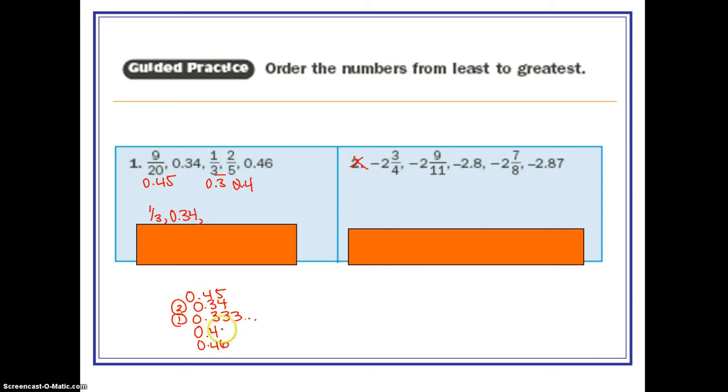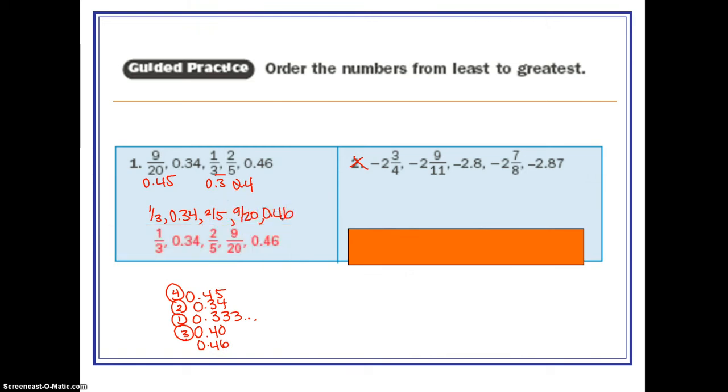Now we go to my 4s. So 0.4 is going to be third, and that was my 2/5. Remember, always go back to the original number. And 5 is less than 6. So that was my 9/20. And then my 0.46 is my answer.